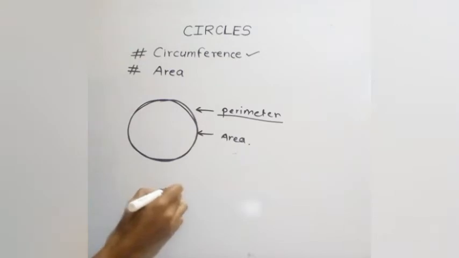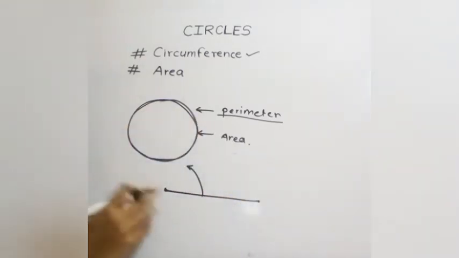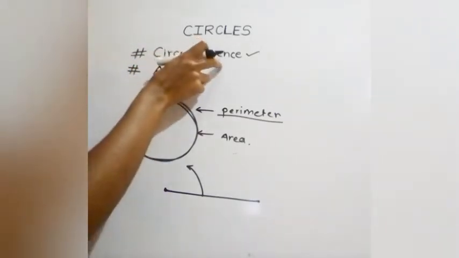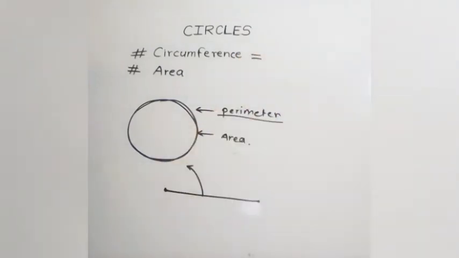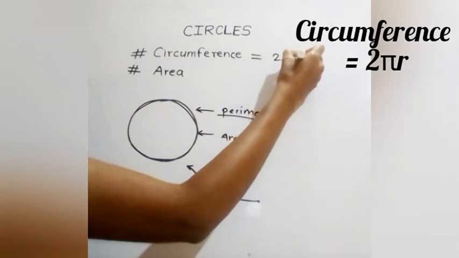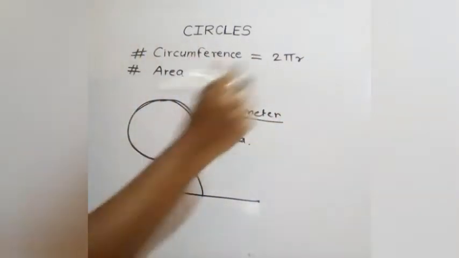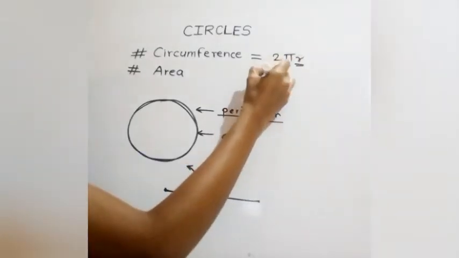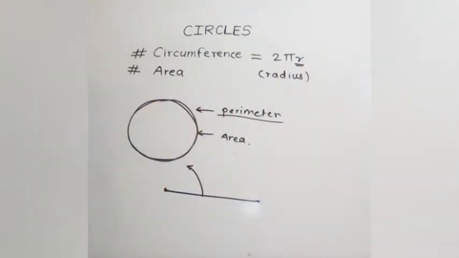For example, this is a straight line and I convert this straight line into a circle. How long this line is, is the perimeter of the circle. That we can call the circumference of the circle. And the formula to find the circumference of a circle is 2 pi r. 2 pi r is the formula to find the perimeter or the circumference of a circle. R stands for the radius of the circle.